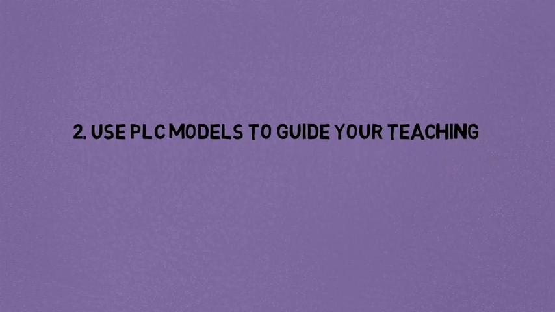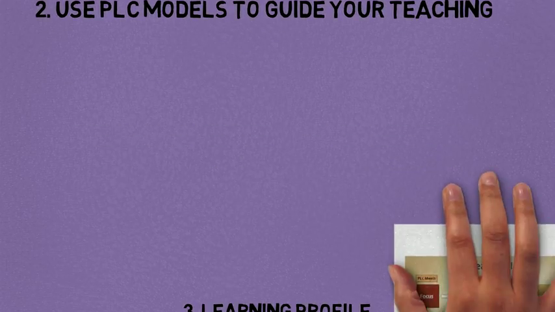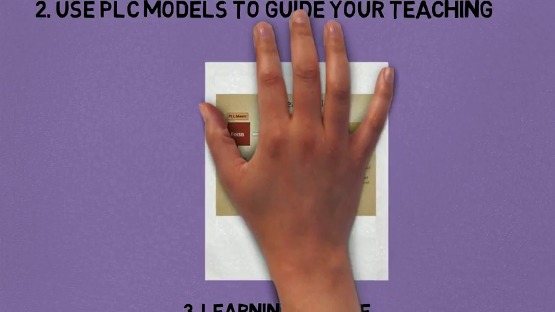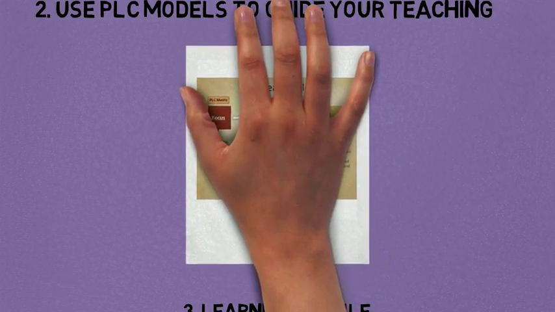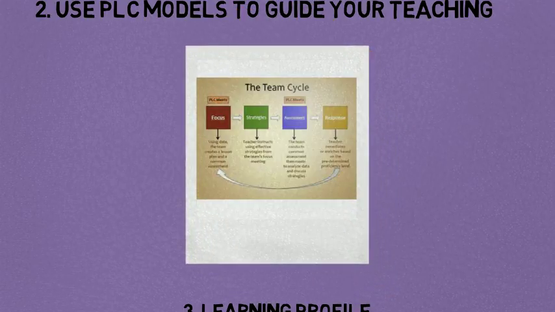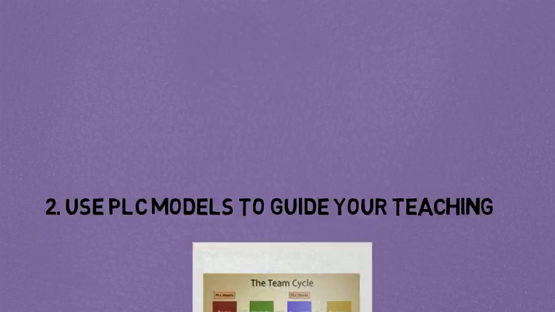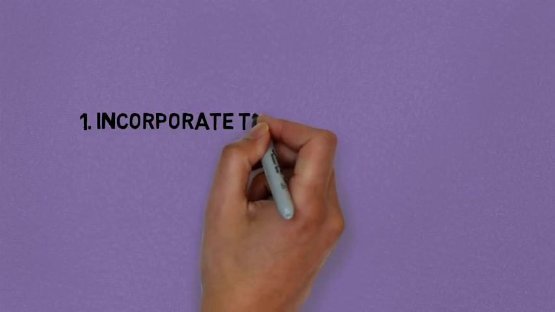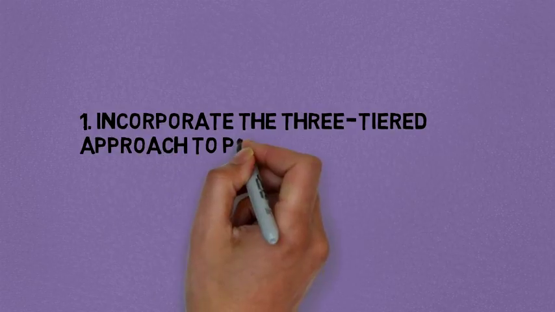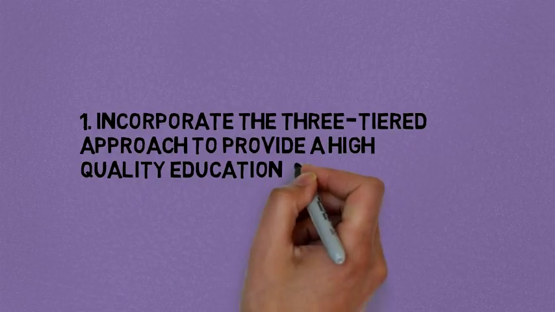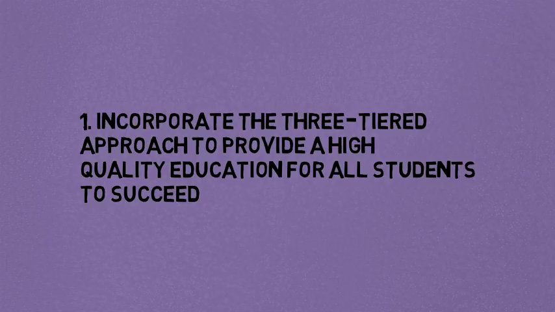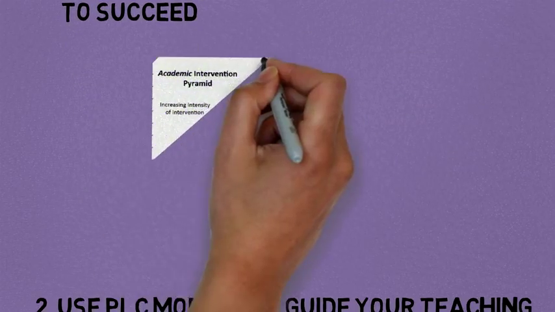Coming to number 2, using PLC models to guide your teaching. Really, this allows your community to come together and work as a team, ensuring all abilities are being met and all students are being addressed through paraprofessionals, school psychologists, principals. Make sure everyone's working as a team to ensure that all students are flourishing in their environment. And number 1, incorporate a 3-tiered approach to provide a high-quality education for all students to succeed.